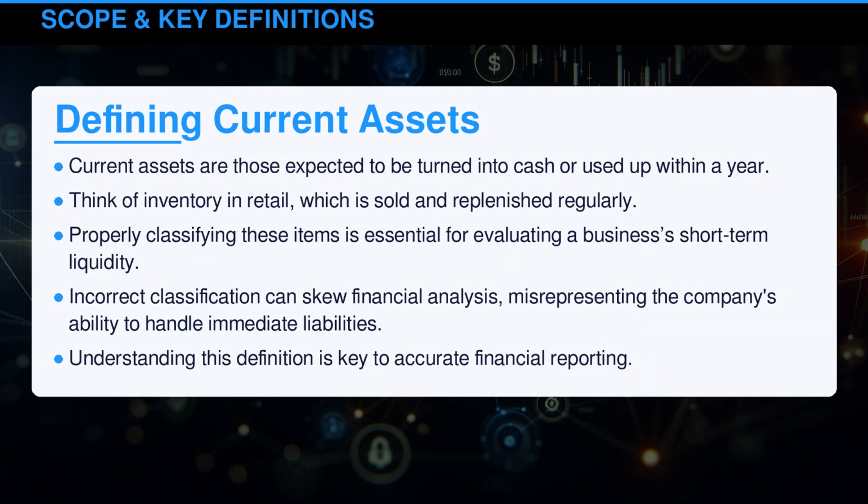Current assets are those expected to be turned into cash or used up within a year. Think of inventory in retail, which is sold and replenished regularly. Properly classifying these items is essential for evaluating a business's short-term liquidity. Incorrect classification can skew financial analysis, misrepresenting the company's ability to handle immediate liabilities. Understanding this definition is key to accurate financial reporting.